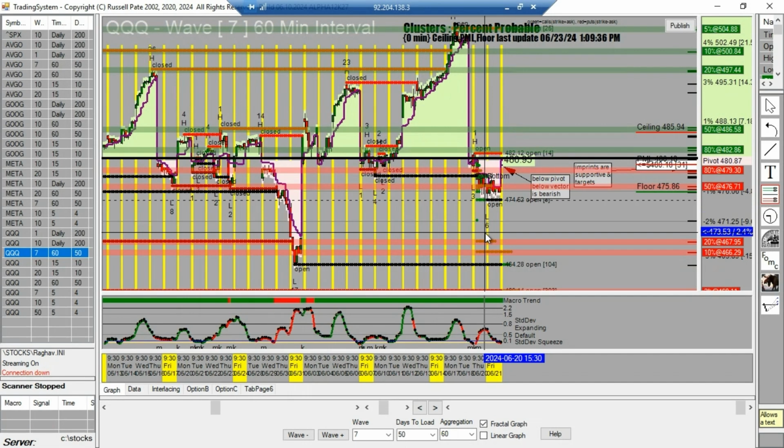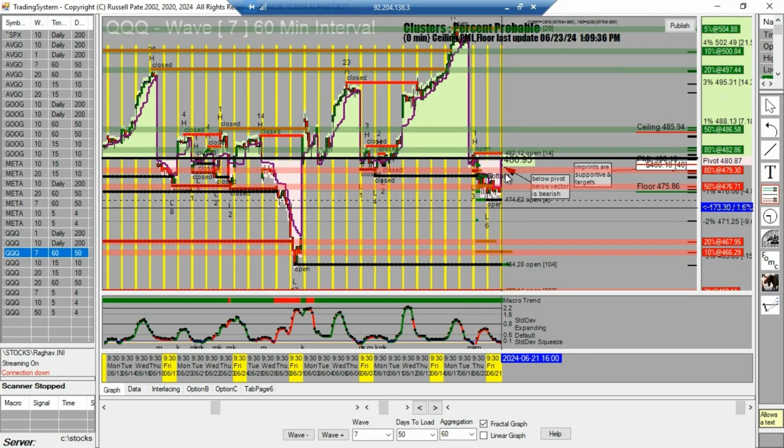You can use the wave 7 60-minute, wave 1 daily, and the wave 10 15 minute to actually get the weekly moves for you. You can write that down somewhere because this is going to be pretty useful. Just use these three data sets and you'll be all good with your trading.